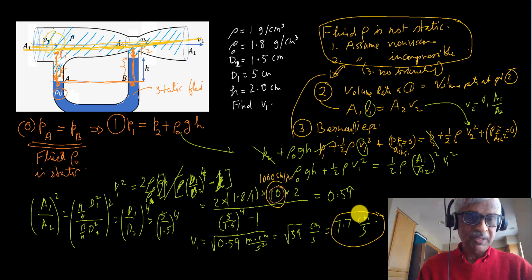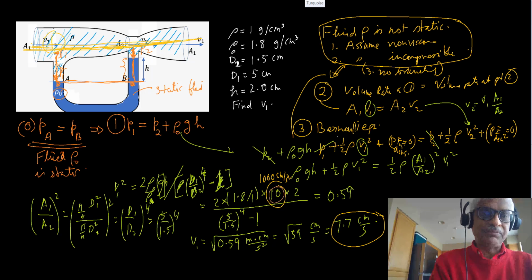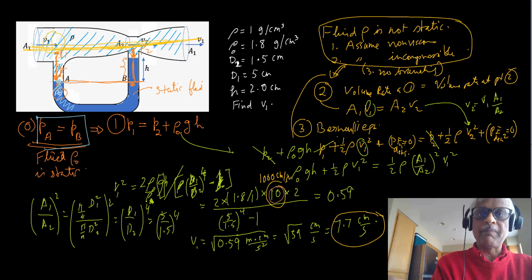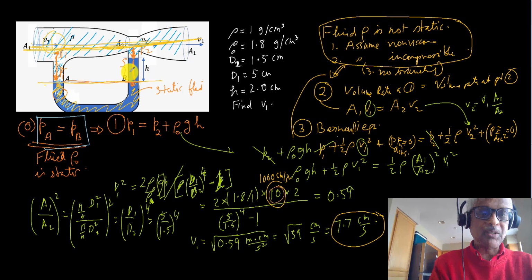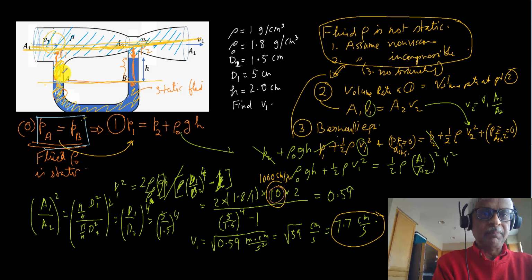Let's look at the problem again. A couple of things we have to notice. First, in this blue liquid, which is static, I'm at the same height, meaning I will have the same pressure at those two points. And that I converted to pressure over here and pressure over here.